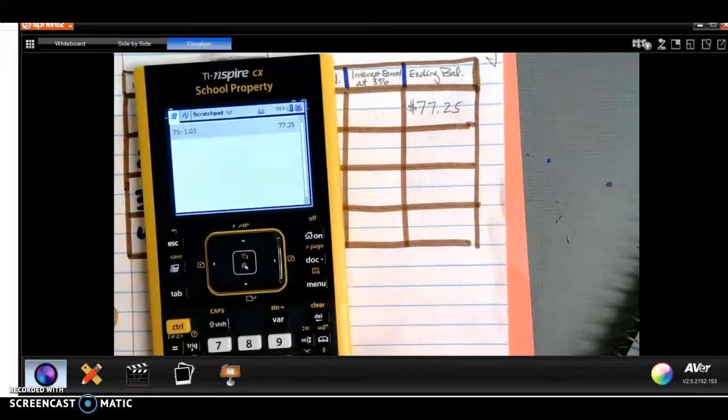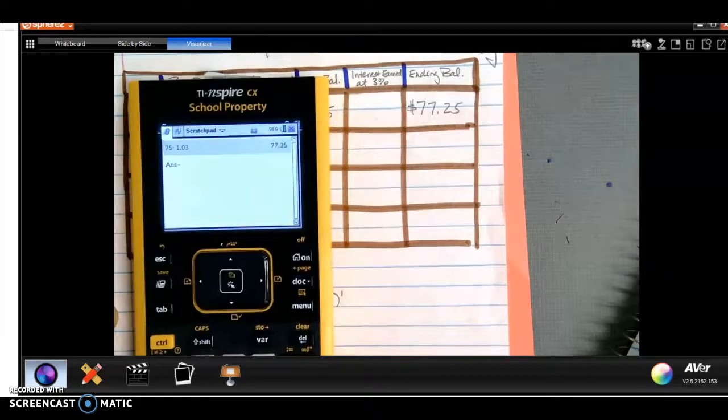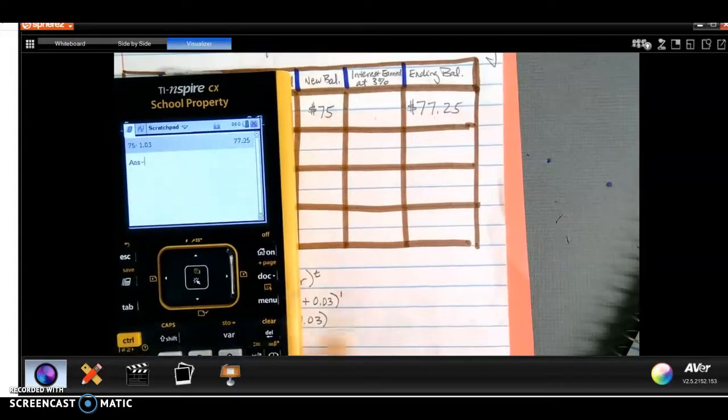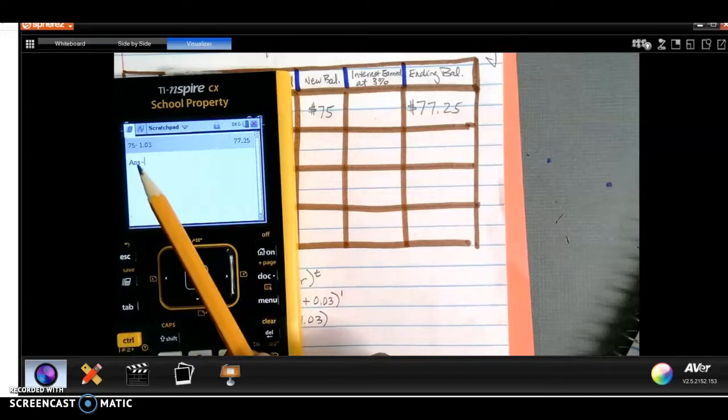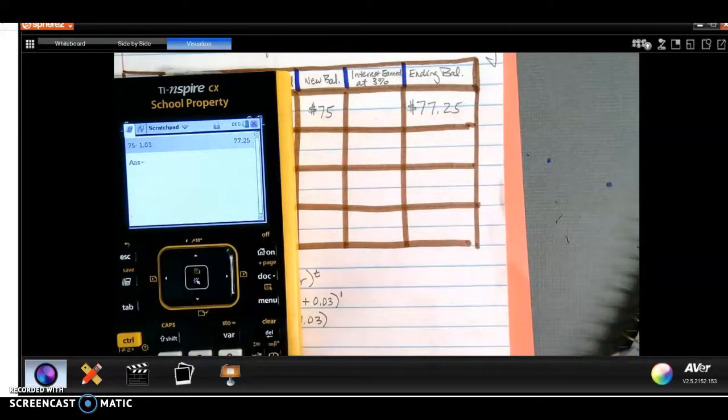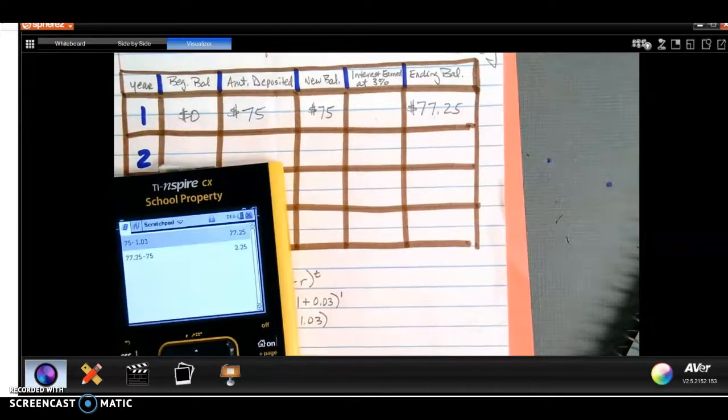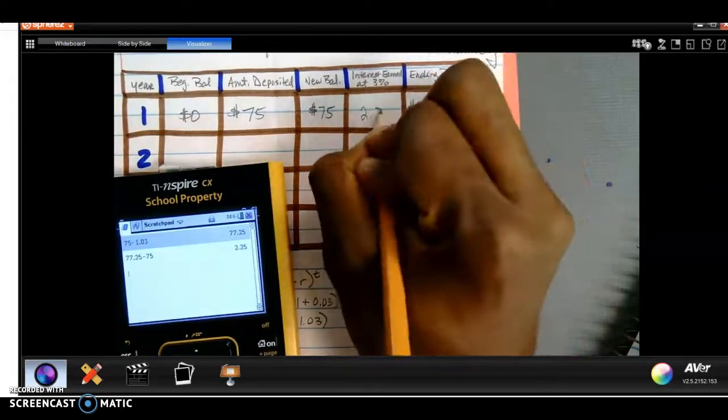So all that I do is subtract my amount in my account. This answer is going to be that amount minus 75. And I think I'd already put the minus symbol. Minus 75 is going to be $2.25 in interest.